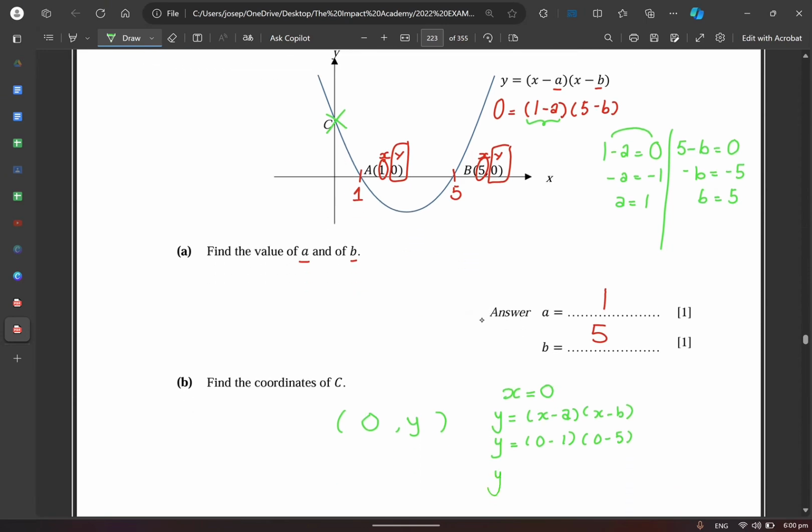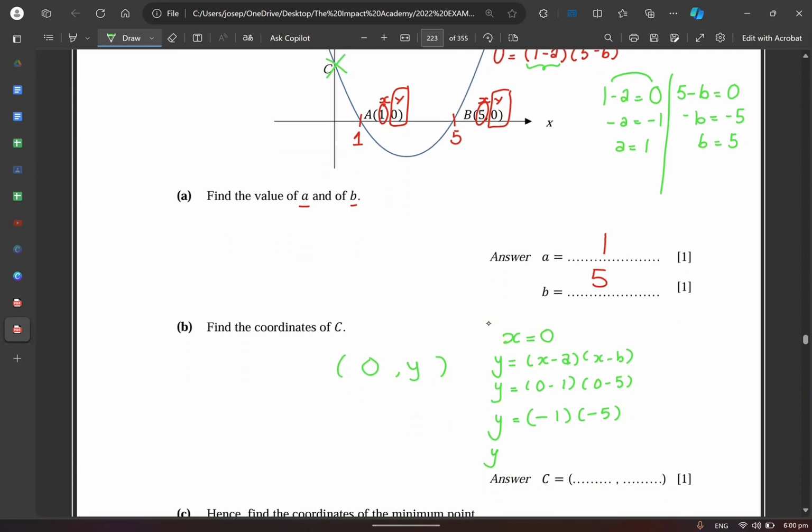From here, 0 minus 1 becomes minus 1. 0 minus 5 becomes negative 5. Make sense? So y becomes negative times negative, which is positive. So this becomes 5. So your y is 5. So it becomes (0, 5). And that is the reason why your answer for this question has to be (0, 5).